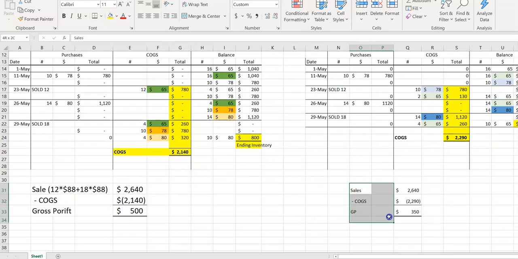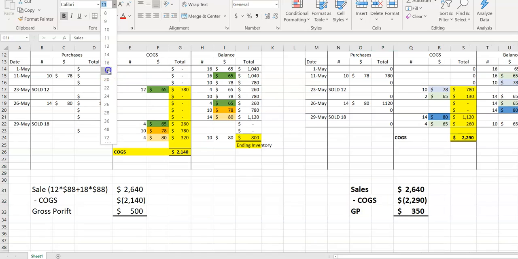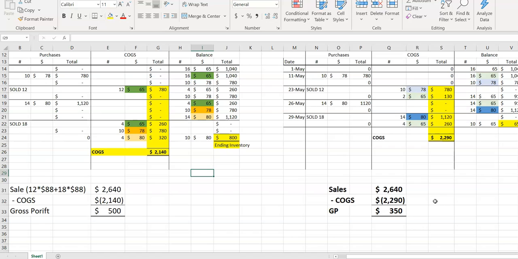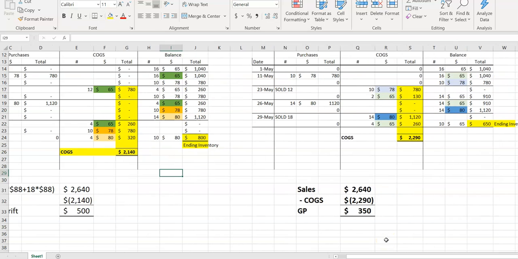Okay, so what you need to notice now is that if you look at the two, cost of goods sold under FIFO is lower because it has older costs in it. Cost of goods sold under LIFO is higher because prices are rising, and the costs included in there are higher. Since the costs are higher, then gross profit is lower, and net income would also end up being lower.